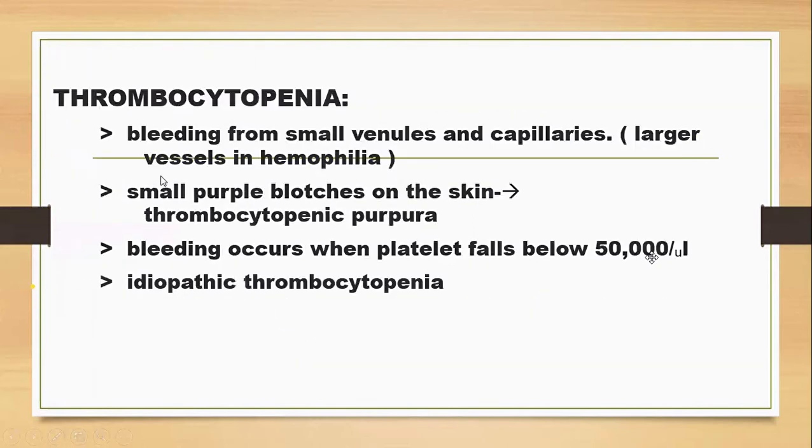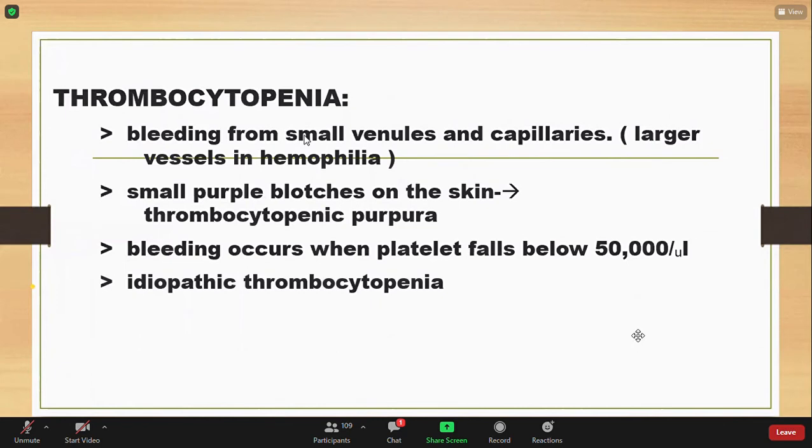Then another condition that could cause excessive bleeding is thrombocytopenia. Thrombocytopenia means your platelet count is low. Bleeding from small venules and capillaries happens in thrombocytopenia, while bleeding from larger vessels is in hemophilia. So you will have small purple blotches on the skin of the thrombocytopenic patient. The term for that is thrombocytopenic purpura, the small purpuric blotches on the skin.